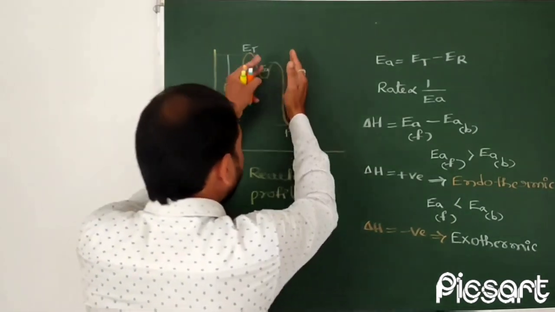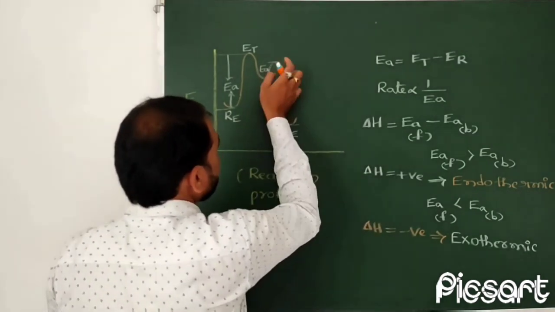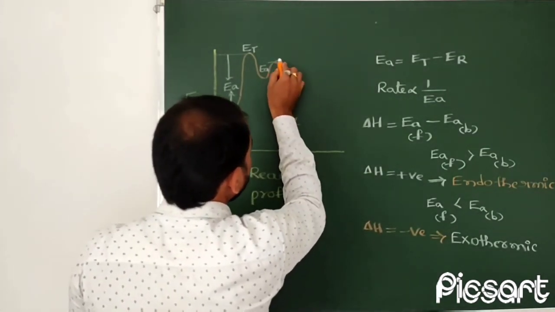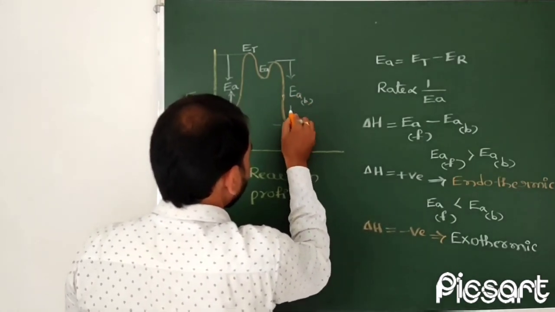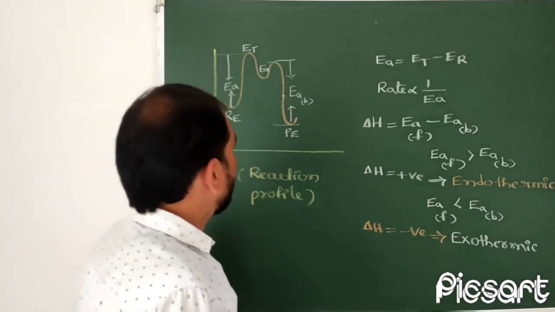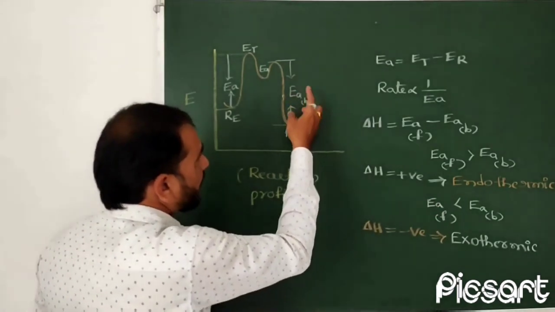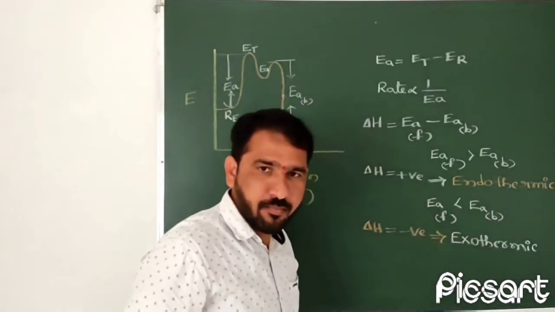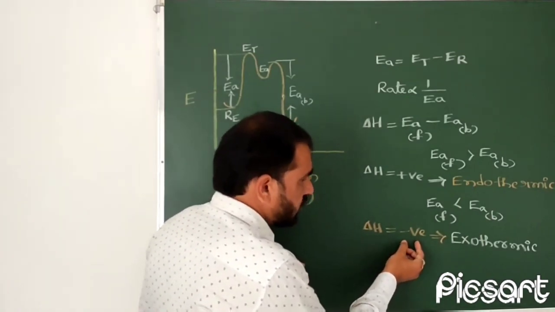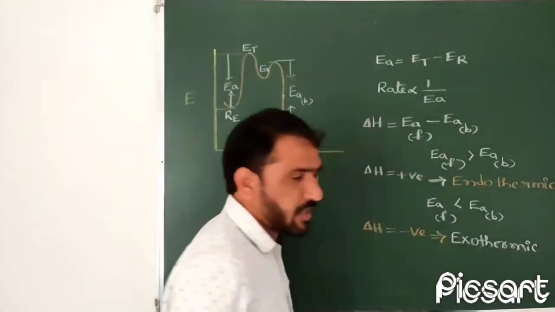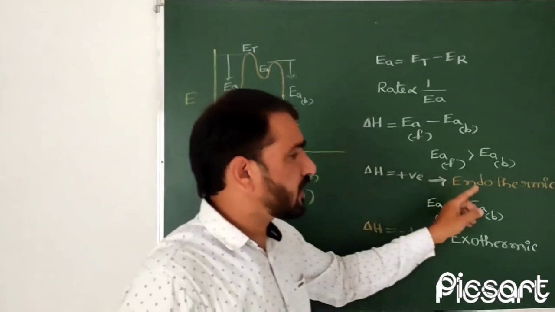Then coming to second part of this graph. Here this first activation energy is forward step activation energy, and this energy is called as backward step activation energy. Right? So here forward step activation energy is a smaller one, backward step activation energy is a larger one. Therefore, resultant reaction enthalpy is negative. So second step is exothermic in nature. First step is endothermic in nature, second step is exothermic in nature.